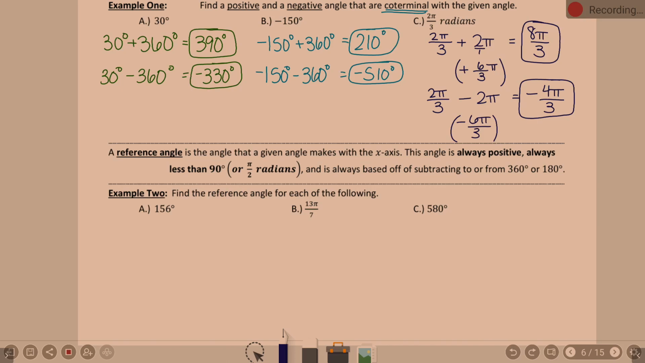Tomorrow, we'll start off talking about reference angles and what exactly reference angles mean. But for today, this is a good point to stop because we're not really going to get into reference angles. Reference angles carry through all that we do in the upcoming material.